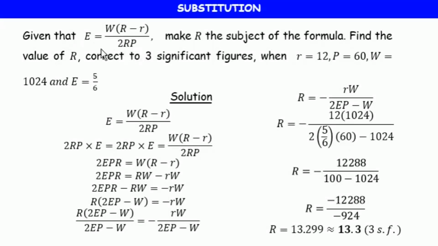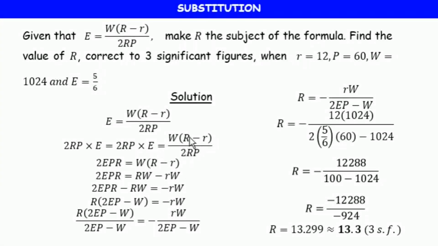So here we are given a relation, a formula. E is equal to capital W into bracket capital R minus small r, all over 2 times capital R times P. And you have to make capital R the subject in this formula. We are supposed to find the value of R correct to 3 significant figures, given that small r is equal to 12, P is equal to 60, W is equal to 1024, and E is equal to 5 over 6.